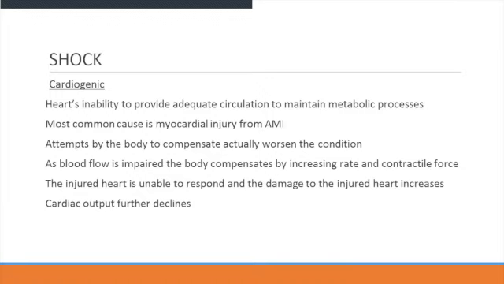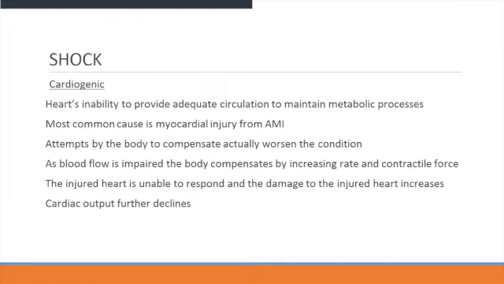Most common cause is going to be myocardial injuries from an acute myocardial infarction. Attempts by the body to compensate actually worsens the condition. So whenever somebody's having an acute myocardial infarction, the heart is starving for oxygen because, for some reason, it's going to be an embolus, a blood clot. It may even be a spasm. Something's causing the heart not to get enough oxygen. So therefore, the tissue is going to start to strain and eventually start showing injury. Well, after injury, it's going to start showing signs of death.